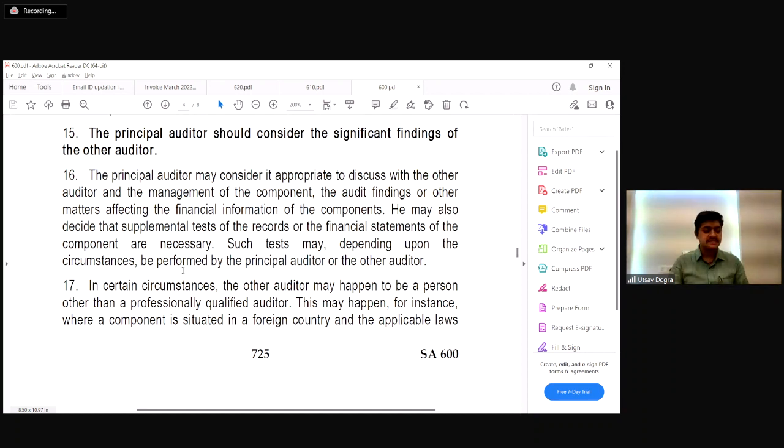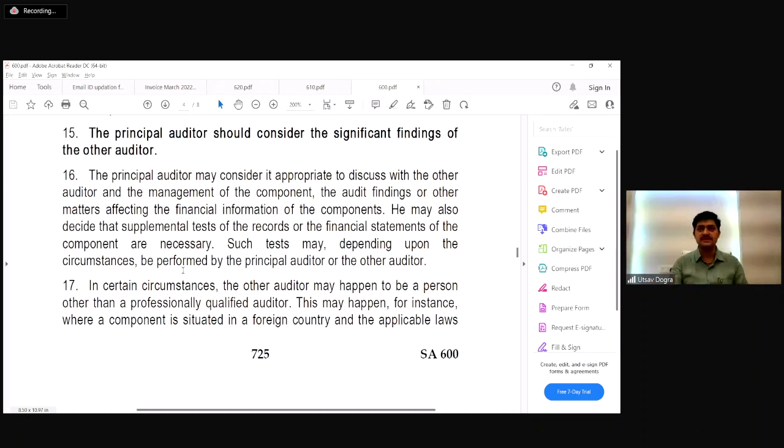So the principal auditor should consider the significant findings of the other auditor. If the other auditors have reported certain facts to be significant and have modified their audit report, the call again lies with the principal auditor. If he is also looking into the materiality of the fact, he is supposed to modify the opinion based on the other auditor's opinion, or he gives a clean opinion upon it. So the principal auditor must consider the significant findings of the other auditor while framing his own audit opinion.